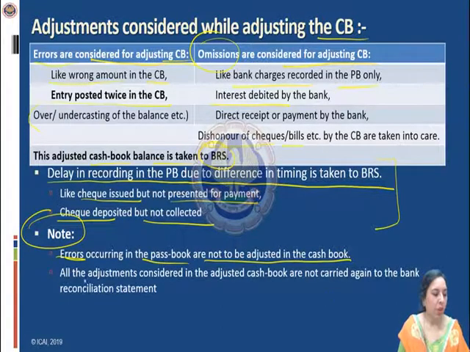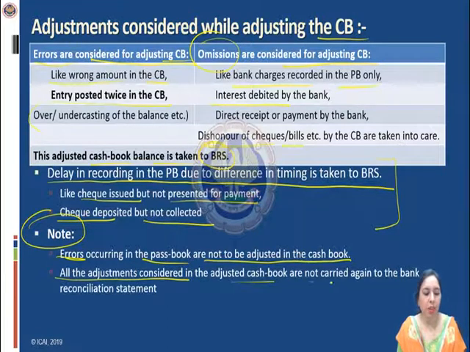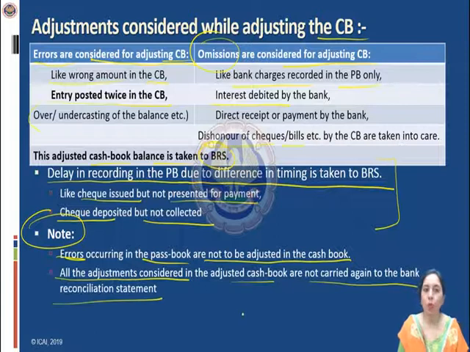Then all the adjustments considered in the adjusted cash book are not carried again to the BRS. Whatever we have already adjusted in step 1, making the adjusted cash book, all those transactions which are already entered in the adjusted cash book will now not be entered in the BRS statement again, because a double effect is not to be given. Only once are they either corrected in the cash book or taken up in the BRS. So this is a very, very important point to be noted. So take care of this.